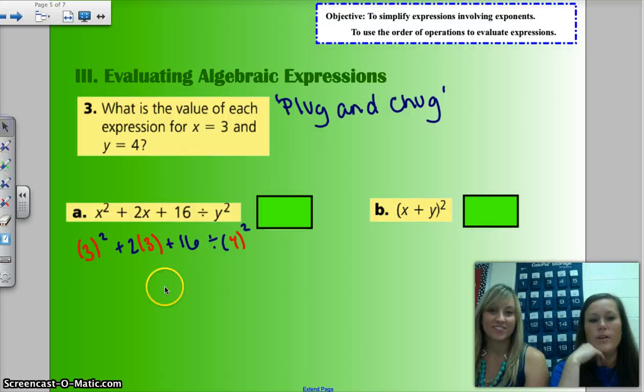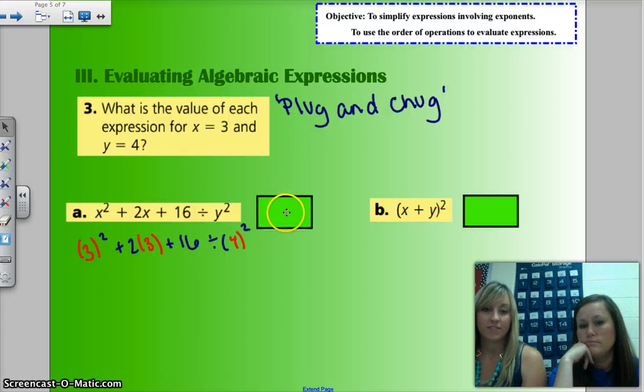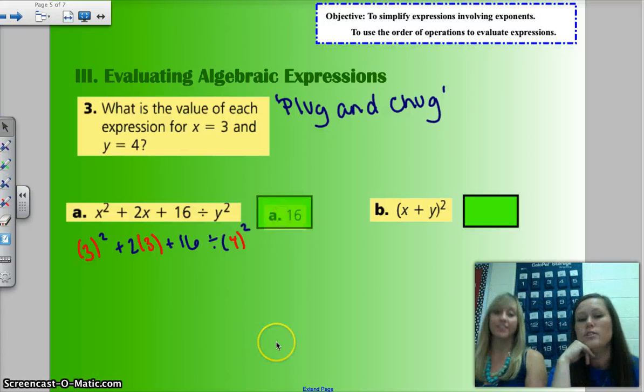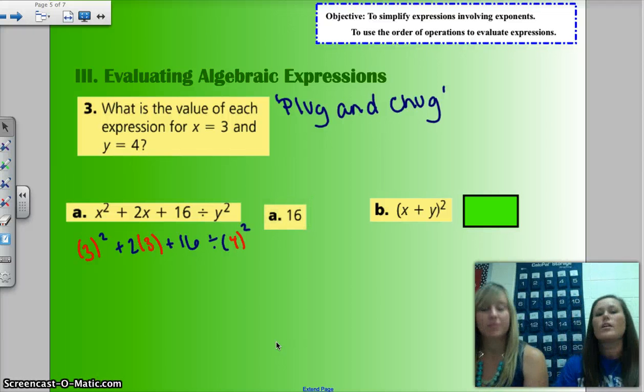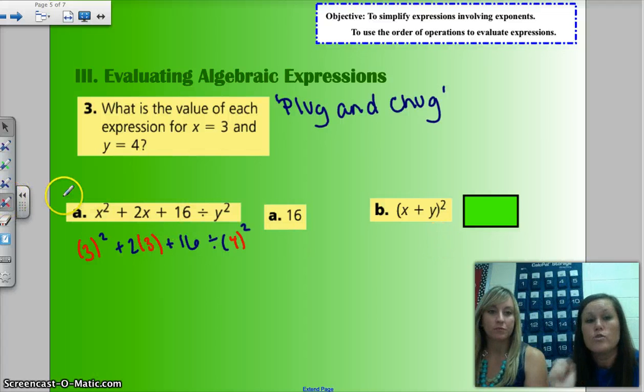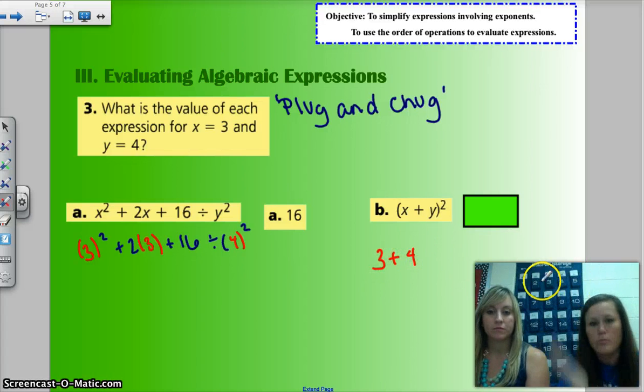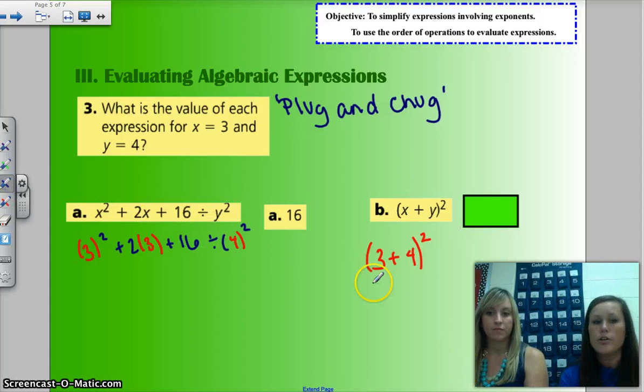Okay. All right. Final answer? 16. Nice job. All right, let's look at B. X plus y, or the quantity of x plus y squared. So we're going to take out the x, and what are we going to put there? A 3. We're going to take out the y. We're going to put in a 4. Keep it in parentheses. And then we're going to square the whole thing. So first comes parentheses, then comes exponents. Solve it on your own. Pause the video. See if you get it right.